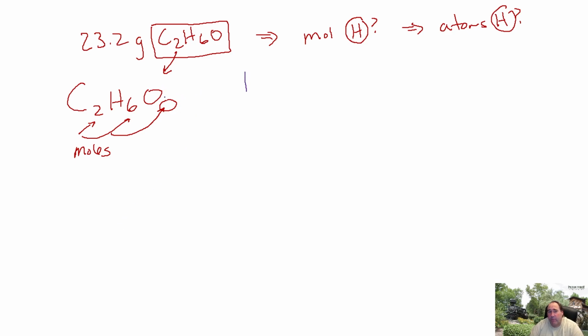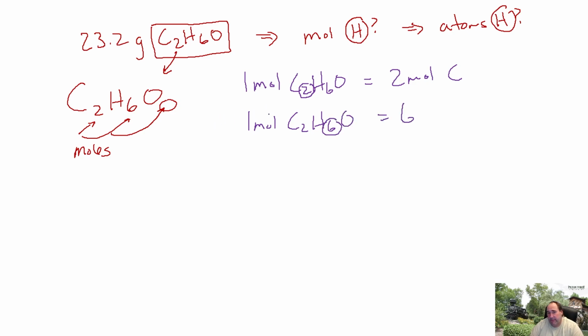So we could actually write several relationships from the actual equation itself that will allow us to do this calculation. For example, we could say in 1 mole of the entire thing, there is 2 moles of carbon. And that 2 basically comes right from there. We could also say in 1 mole of the entire thing, there are 6 moles of hydrogen. And we could say in 1 mole of the entire thing, there is 1 mole of oxygen. Once again, if nothing's written there, it represents 1.